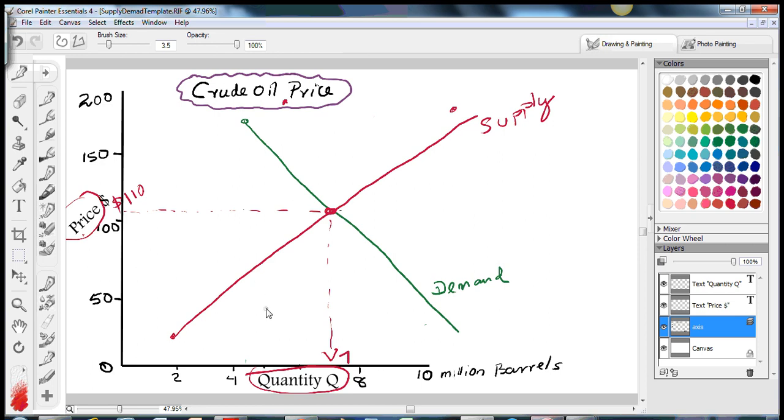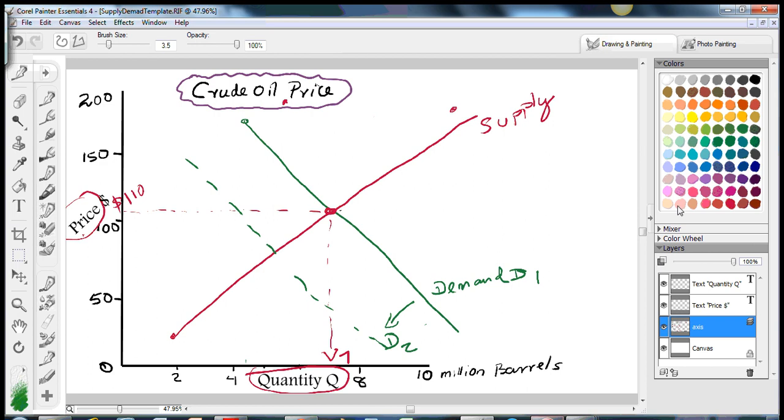But lately what happened is consumers are wanting less and less crude oil or gasoline because the economy is not doing so good, so they want less. So the demand curve has sort of declined. When it used to be demand curve 1, now it is demand curve 2.